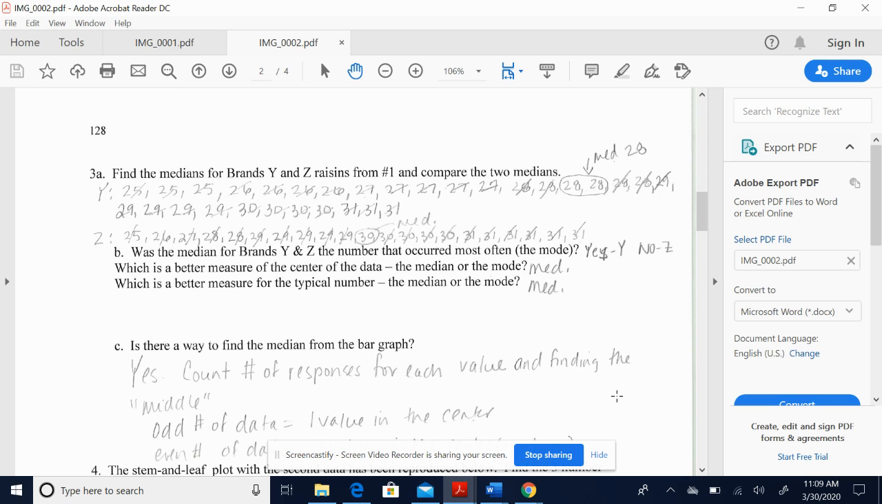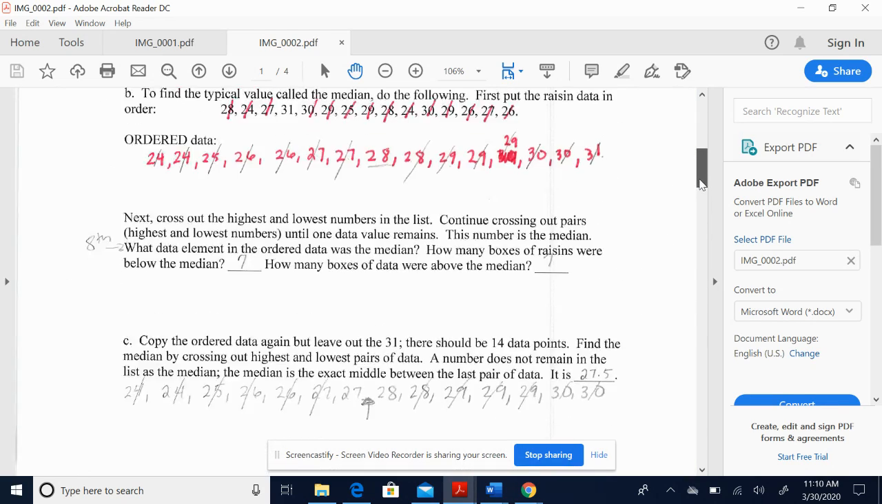Okay, moving on to the next page here. It asks us to find the medians for brand Y and Z for number 1 and then compare the two. Oh man, I wish I'd thought about this before I made these graphs, because I made brand Y a very large number of raisins. So if I look back, how do I know this information?